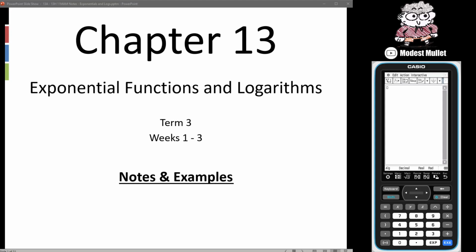Hello all and welcome to this series of videos where we look at exponential functions and logarithms and how to solve exponential equations and logarithm equations. As you can see there, it's going to take us about 3 weeks, and this is chapter 13 from the textbook.